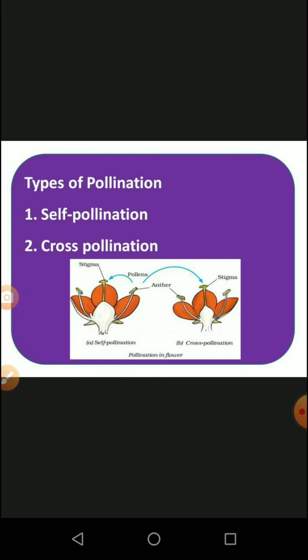And the types of pollination are explained here. The blue color line is self-pollination, and the pollen transferred to another flower of the same species is called cross-pollination.